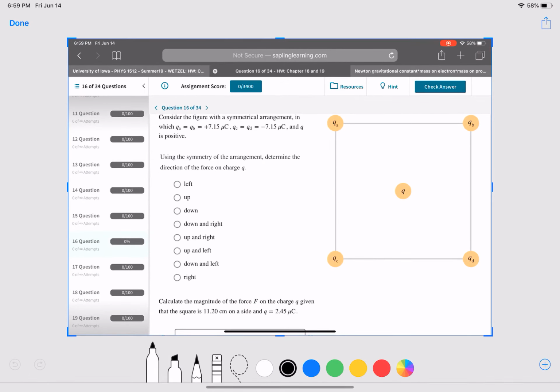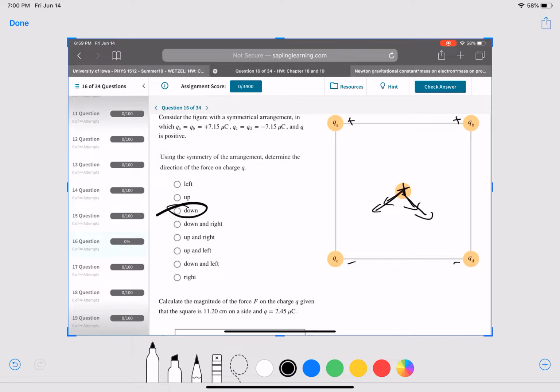So let's go to here. Q is positive in the middle, QA is positive, QB is positive, QC and QD are negative, but the same magnitude. So from QA, it's going to be repelled. From QB, it's going to be repelled. From QD, it's going to be attracted, and QC is going to be attracted. When you add up all those components together, you get a net force down, so it should be straight down.